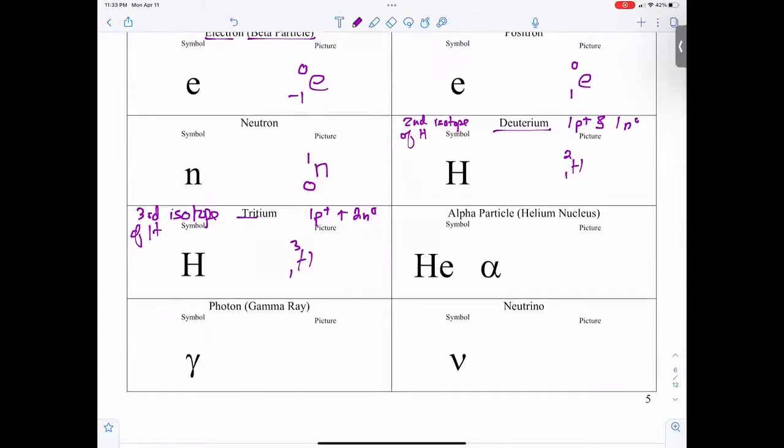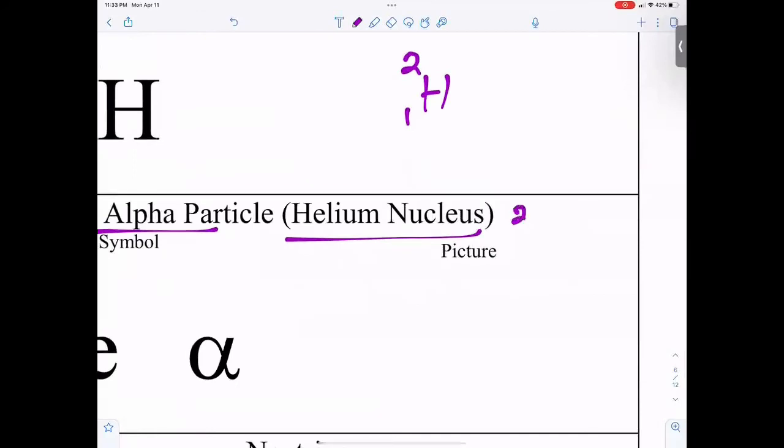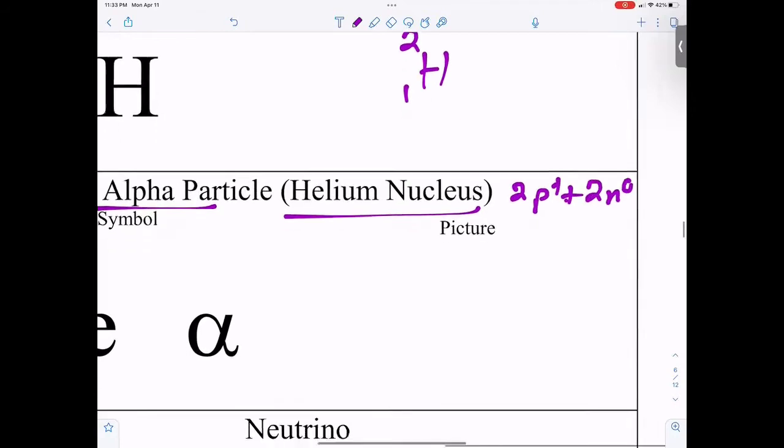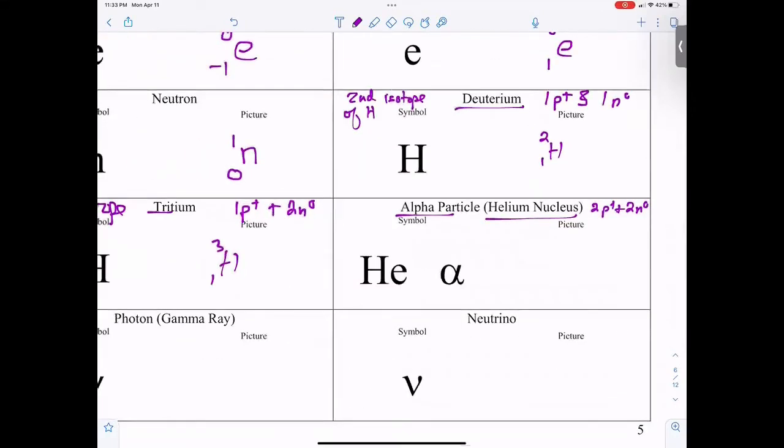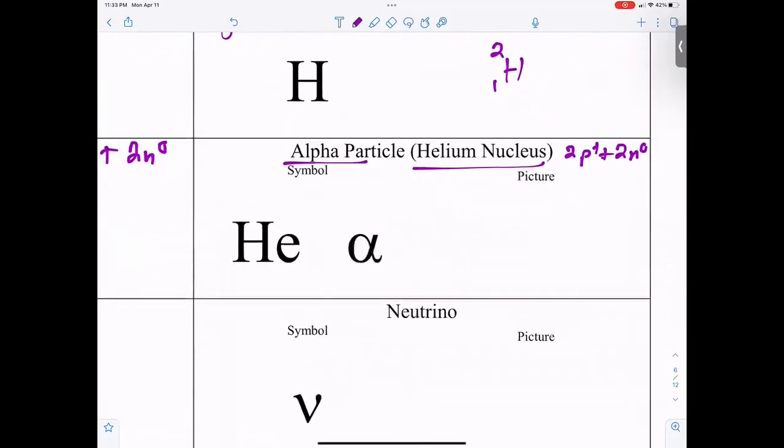Okay, now an alpha particle is a helium nucleus. So what do we have in a helium nucleus? We have 2 protons plus 2 neutrons and 0 electrons. With 0 electrons, it's going to have an overall positive charge. So we take the helium element He. Sometimes it's referred to with an alpha symbol, but usually He is how it's referred to. 2 plus 2, so we've got a mass number of 4 and an atomic number of 2.